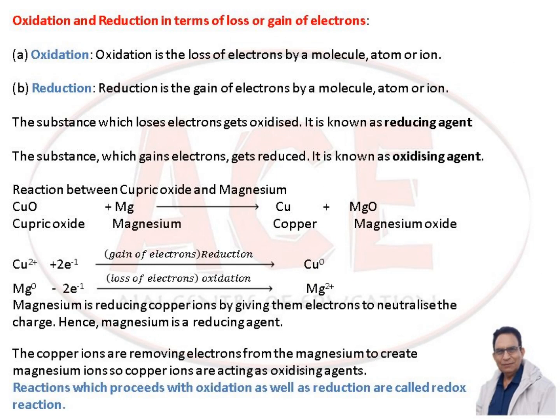Oxidation and reduction in terms of loss or gain of electrons. Oxidation is the loss of electrons by a molecule, atom or ion. Reduction is the gain of electrons by a molecule, an atom or an ion. The substance which loses electrons gets oxidized, and the substance itself is called a reducing agent. The substance which gains electrons gets reduced, and this substance is known as an oxidizing agent.